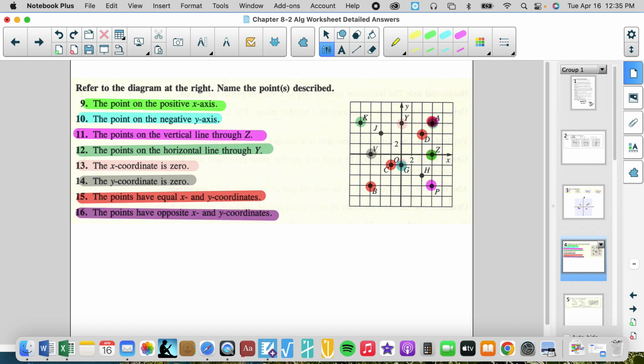X and Y have opposite. So that would be 1, 2, 3, 1, 2, 1, 2, 3. So P would do it. H would also. J would have opposite, that's negative, positive, and it would be along that axis. Yeah. All right. Those are the ones.